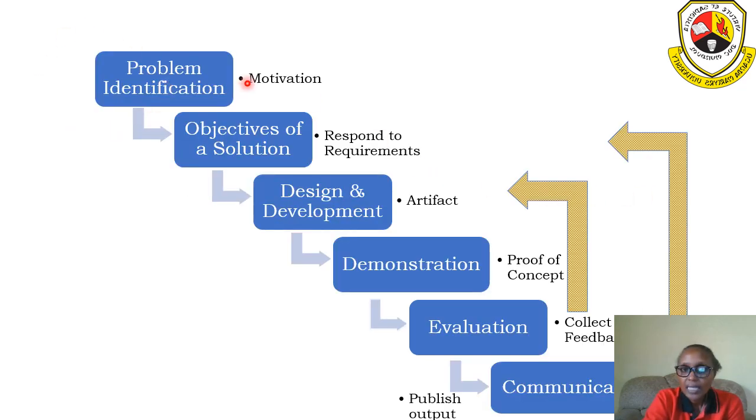So design science starts with problem identification. This is the motivation for designing our artifact. So take an example. The motivation, let's say, for designing an e-learning system is to bridge, maybe, the pedagogical gaps of teaching and learning.